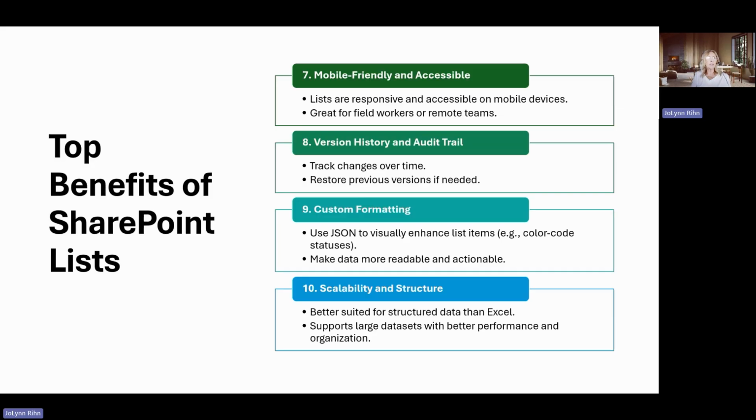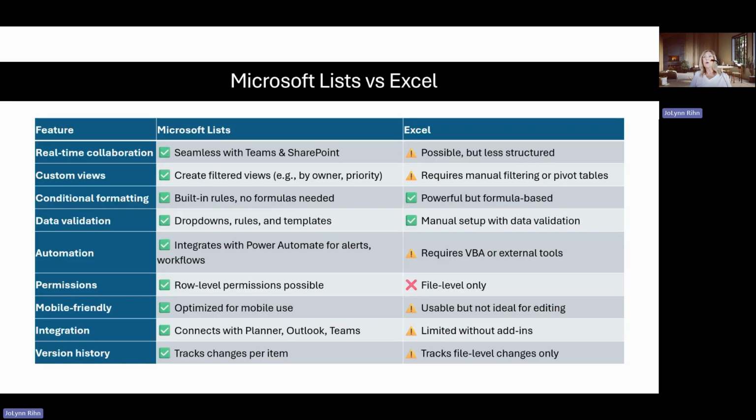So a list is not going to be the answer for everything. I still use a ton of different Excel files, but more and more over the past couple of years, I've been using Microsoft Lists. So a quick side-by-side comparison, that real-time collaboration, it's possible in Excel, of course, but not there automatically. Also, the views, there is, of course, manual views that we can create with doing filters. We could do pivot tables in Excel. Built-in rules. We don't need to have formulas to do things in a list. We can create drop downs. We can create rules based on data validation.